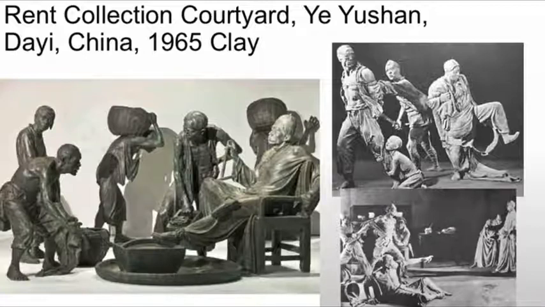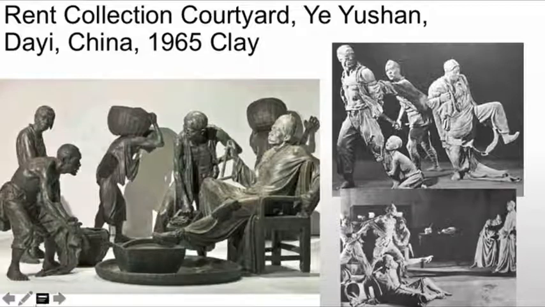This is a 1965 tableau. It actually contains 114 figures and is about 100 yards long. So a 300-foot long sculptural installation. What you're seeing here is a pre-communist scene where weary peasants bring food rent, basically taxes, to the landlord.